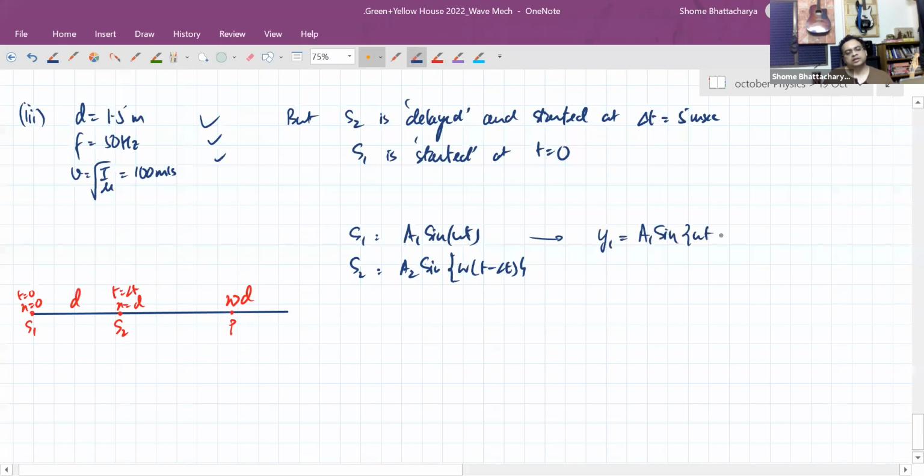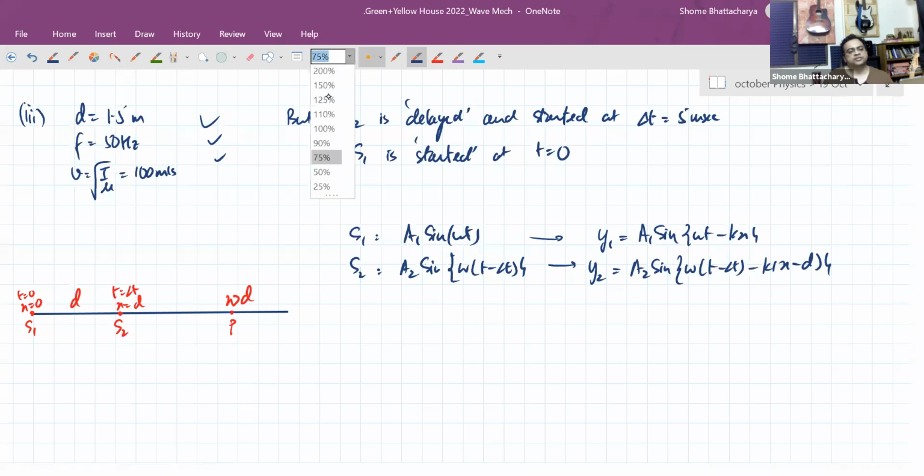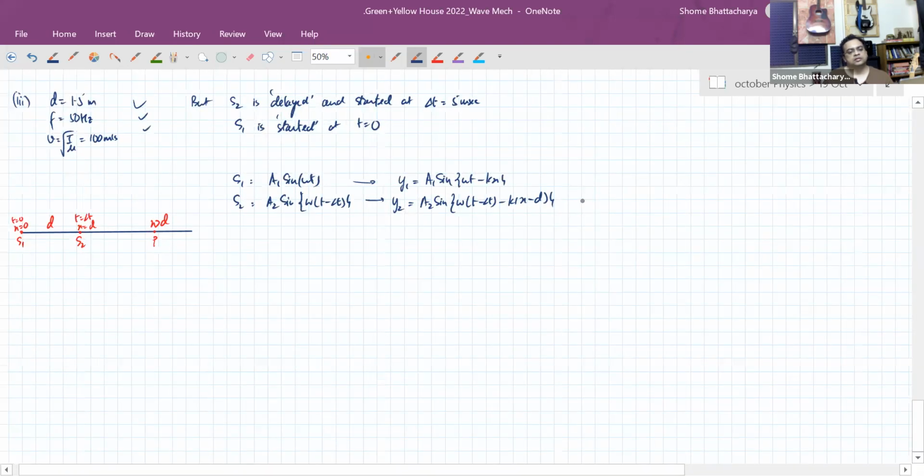A1 sine omega t minus kx. This would create the wave equation with t minus delta t and x minus d. So you can see that here the phase difference would become different. Here phi would be kd minus omega delta t. That is 2 pi by lambda into the path difference minus 2 pi f into the time difference.